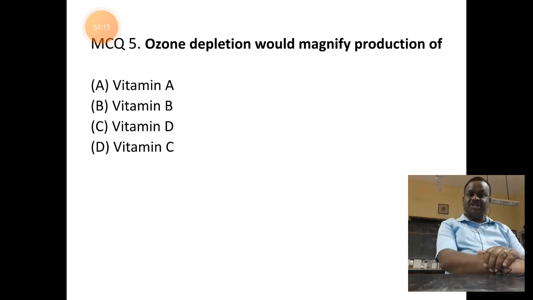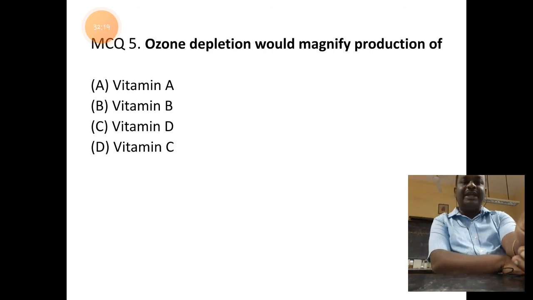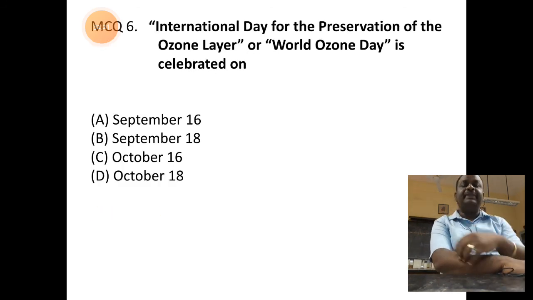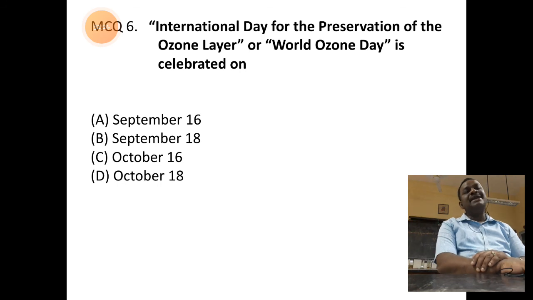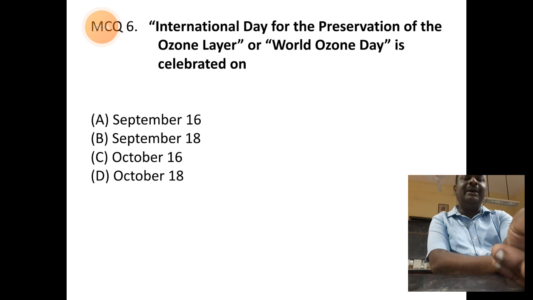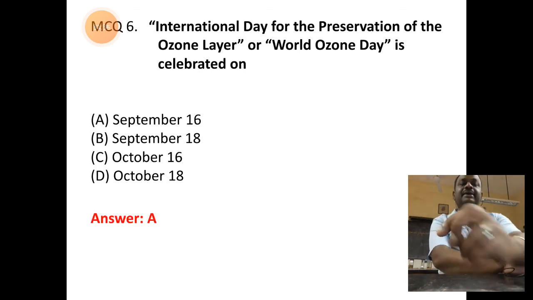Ozone layer depletion would magnify the production of which of the vitamins here? It is definitely D, vitamin D. Answer C. Sixth question. International Day for the Preservation of Ozone Layer or World Ozone Day is celebrated on which day of every year? 16th of September. So, answer is A.